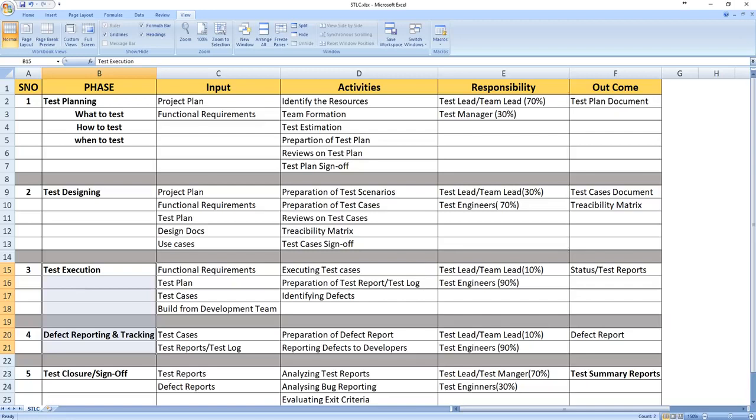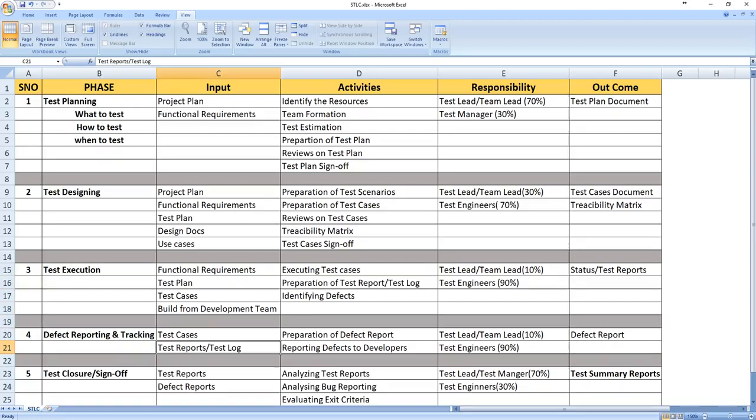So 3 and 4, these two phases are parallel phases, not one after the other. While test execution itself, if you find any defect, we will report it and we will track that defect. That's the main intention here. So here are the inputs for test cases, test report or test log.